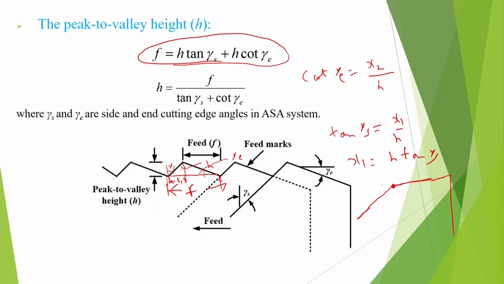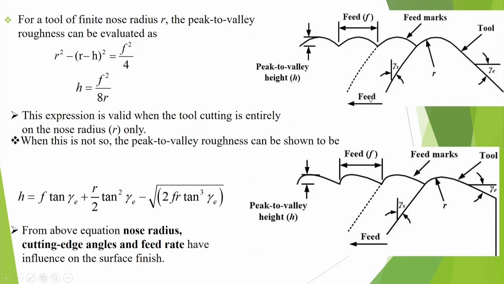So these are the expressions, and for a tool of finite nose radius R, the peak to valley roughness can be evaluated as follows. This is feed f and peak to valley height is h. These are the feed marks here, this is the tool, this is gamma s and this is gamma e, but it is only cutting at the nose. If we make the expression like that, then R squared minus (R minus h) squared is equal to f squared by 4. The feed is f, so this will be f by 2, f by 2.